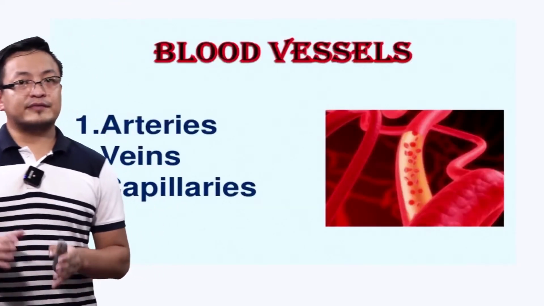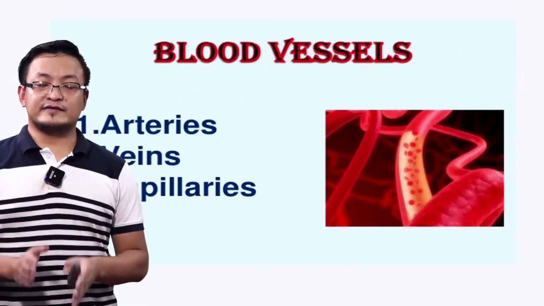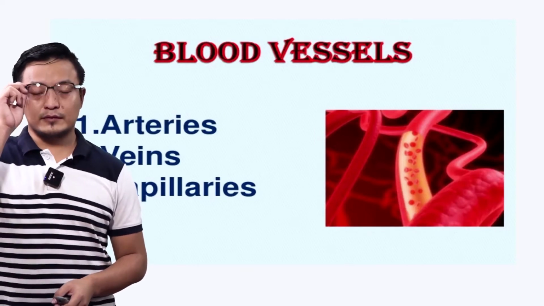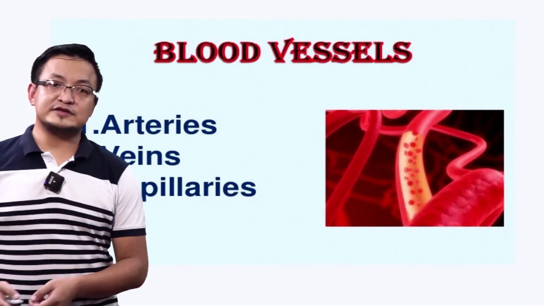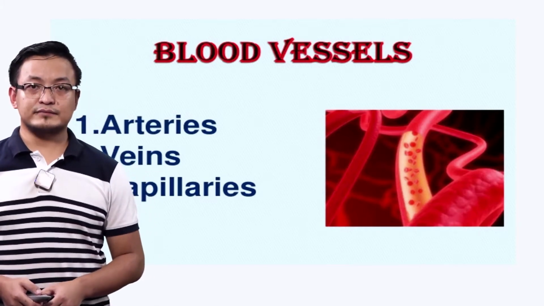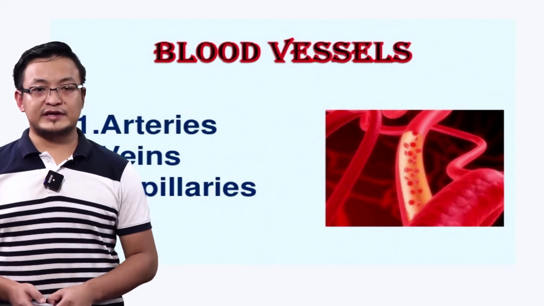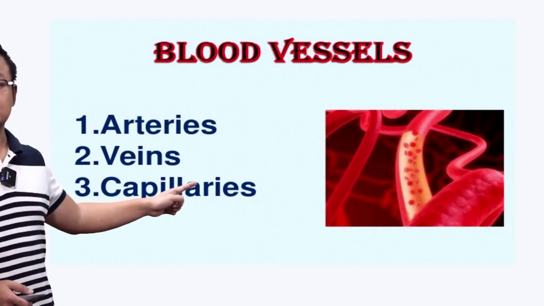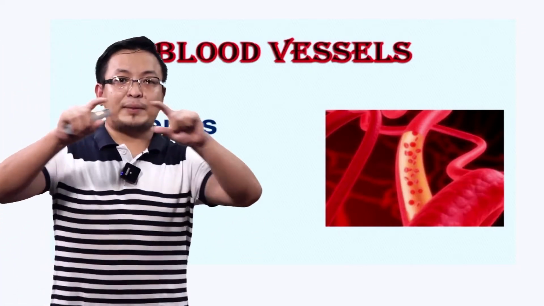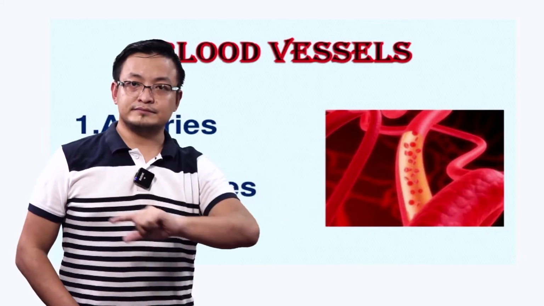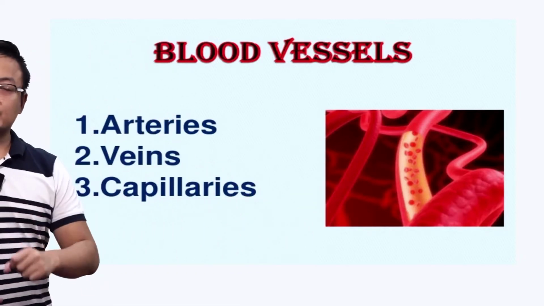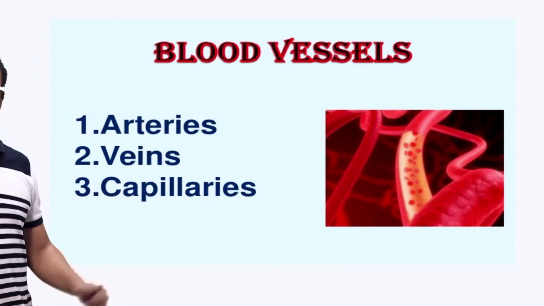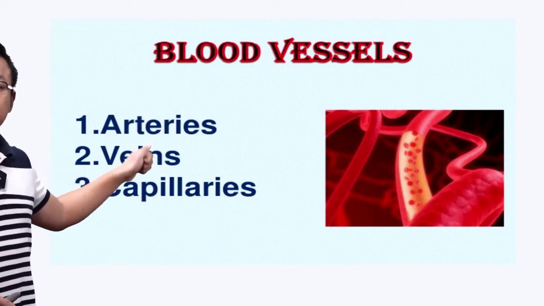Now, students, the second part of the circulatory system is the blood vessels. We have already studied that blood flows in the blood vessels, right? These blood vessels are of three types: arteries, veins, and capillaries. They are pipe-like, okay? They are like pipes. All these three play a very, very important role.